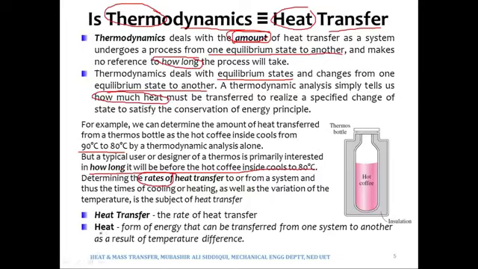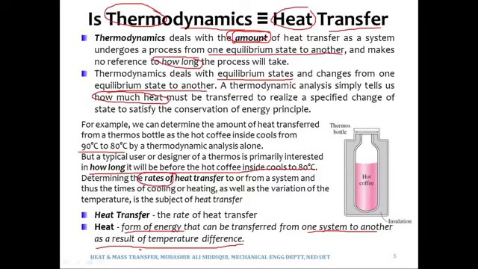Just a very quick review of what heat was. Of course, all of you would be very well aware that heat is in fact a form of energy that can be transferred from one system to another, or from a system to its surroundings, as a result of temperature difference, or what we say by virtue of temperature difference.